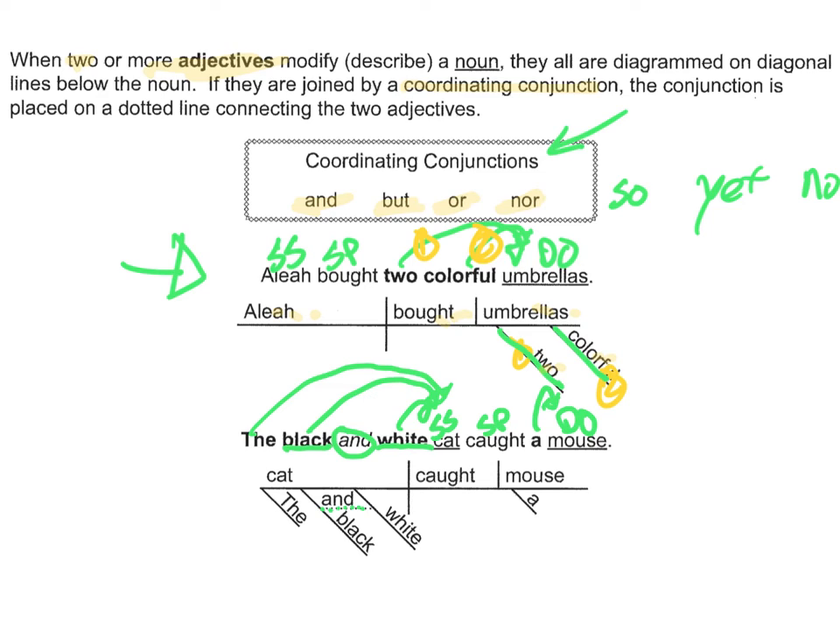A conjunction always is on a dotted line, whether it's connecting 2 modifiers or, later on, you'll see it might be connecting two simple subjects. We'll get to that later, so you don't have to worry about that right now. But just know that a conjunction is always on a dotted line.